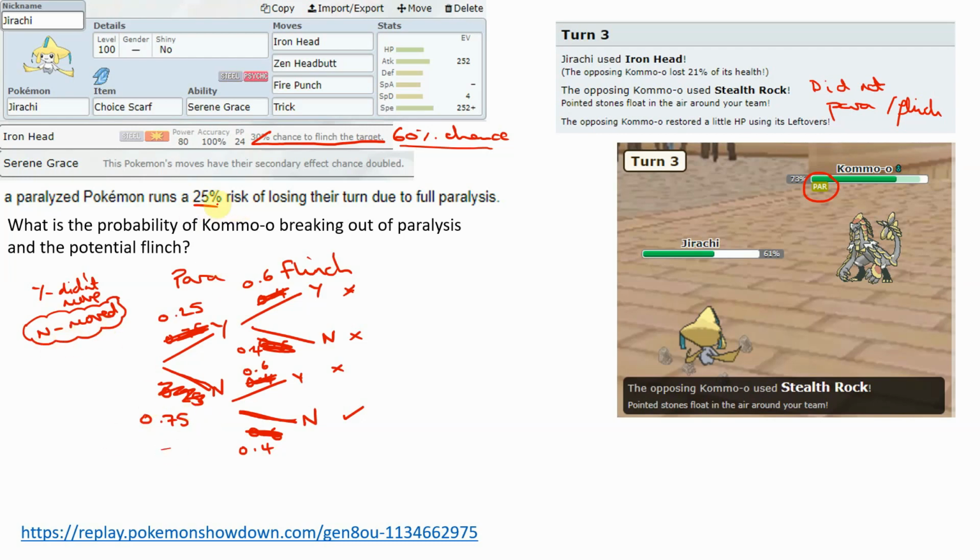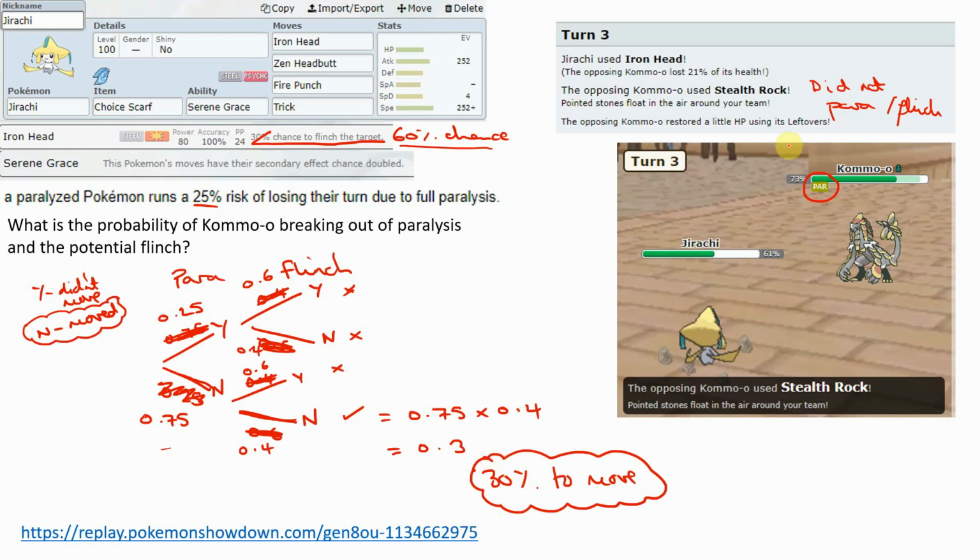75% chance that he moved because it's a 25% chance that he didn't move. So I confused myself here. But still the path is what I want. So I'm going to do 0.75 times 0.4. And that is going to get me a very nice number of 0.3. So we only had a 30% chance there to move, which means I had a 70% chance for the move to go how I wanted it to. So I was unlucky again with what happened there.